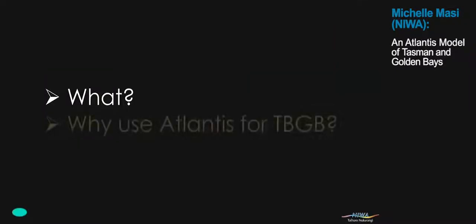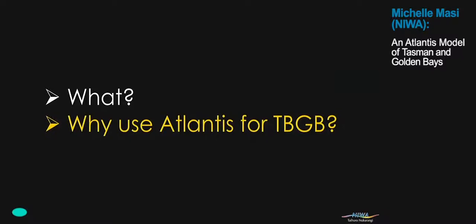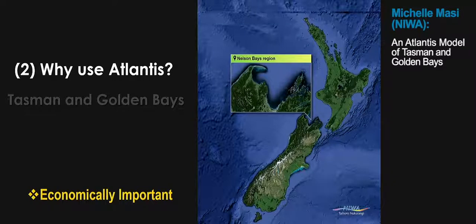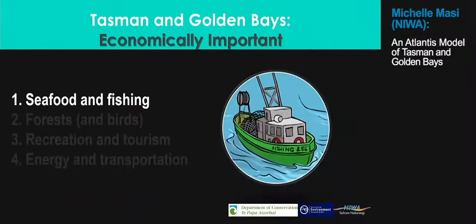So I showed you what Atlantis is. Now I'm going to show you why we want to use Atlantis in Tasman and Golden Bay. So just for a bit of geographic reference, Tasman and Golden Bays located at the north end of the South Island, as shown here. And this is really an economically important region for New Zealand. And that's because regionally this has a large seafood and fishing industry.